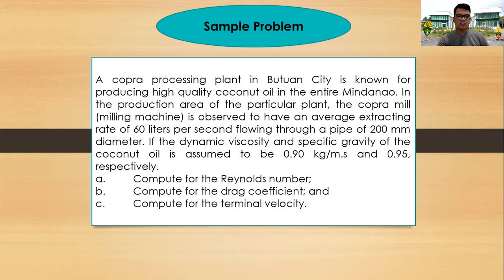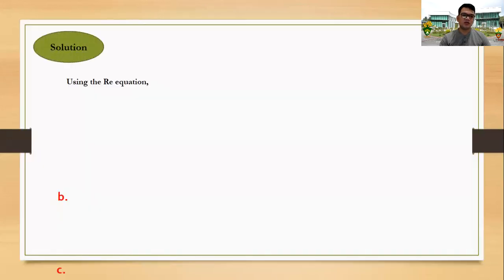And then the question is, we have to get the value of Reynolds number for that particular flow of oil, and then the drag coefficient for that particular flow of oil, and then the terminal velocity. Okay, so when we say terminal velocity, the factors are the drag coefficient and then the Reynolds number. So solve using the equation.